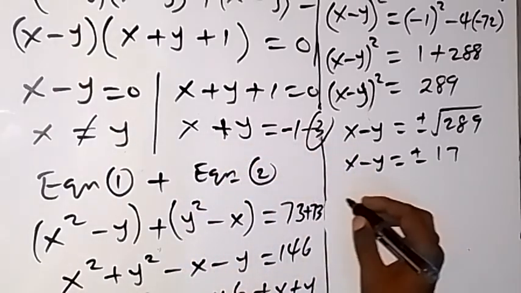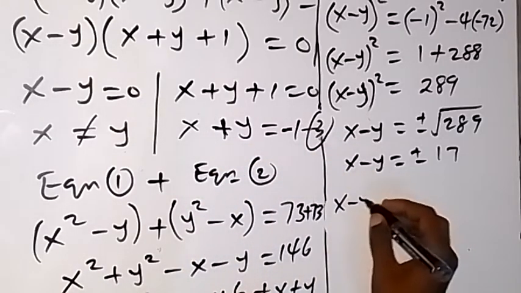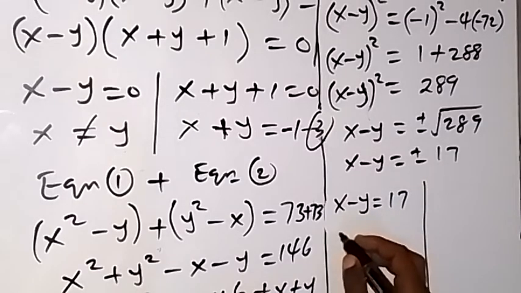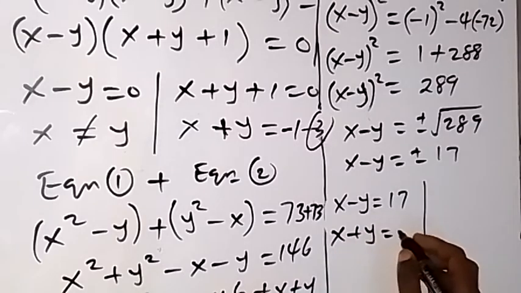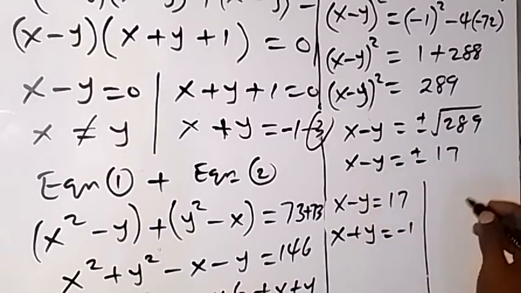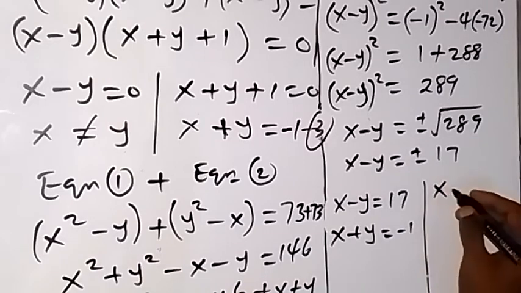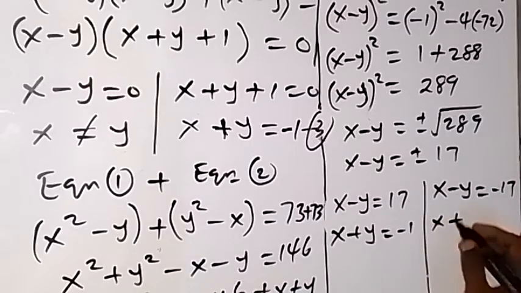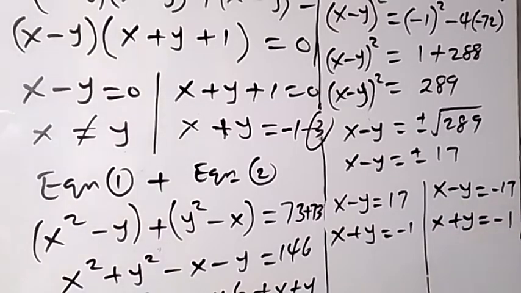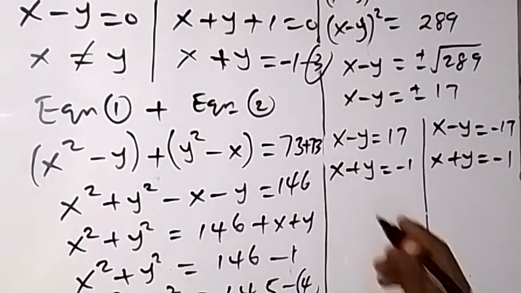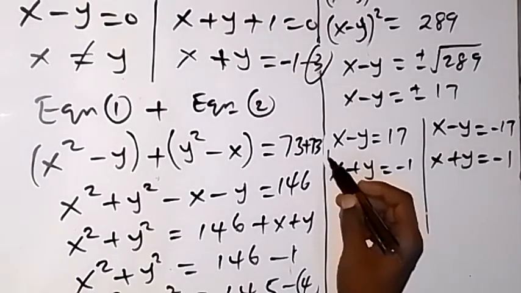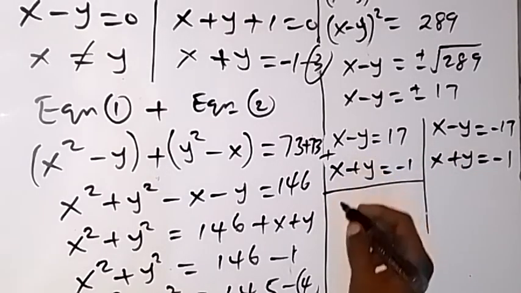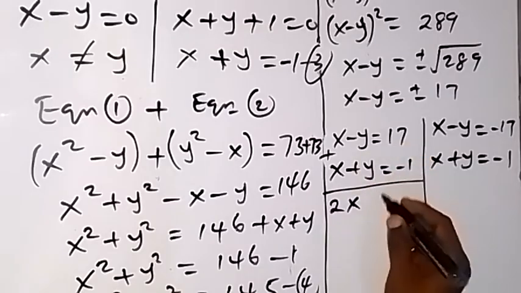So when we look at the first case, that is x minus y equals 17, together with equation 3, which is x plus y equals minus 1. Now from here, we have another case, that's x minus y equals minus 17, and x plus y equals minus 1, equation 3 as well. Now, when we solve the first case, we can add these two equations together to eliminate y. So we then have 2x, y will have been eliminated.